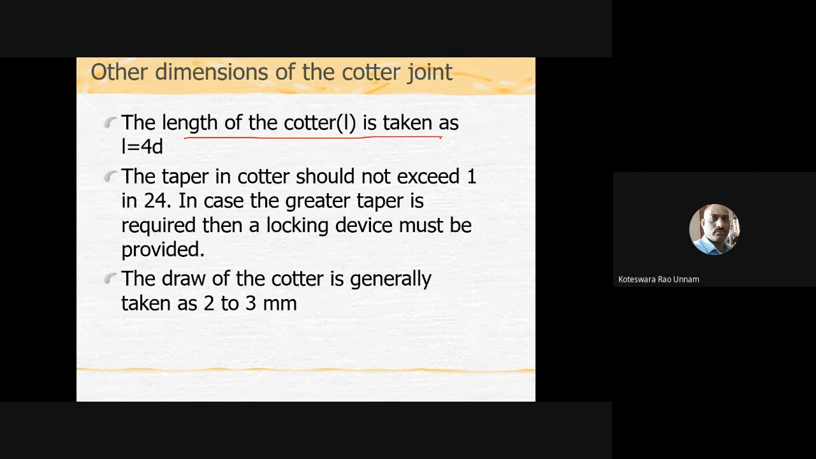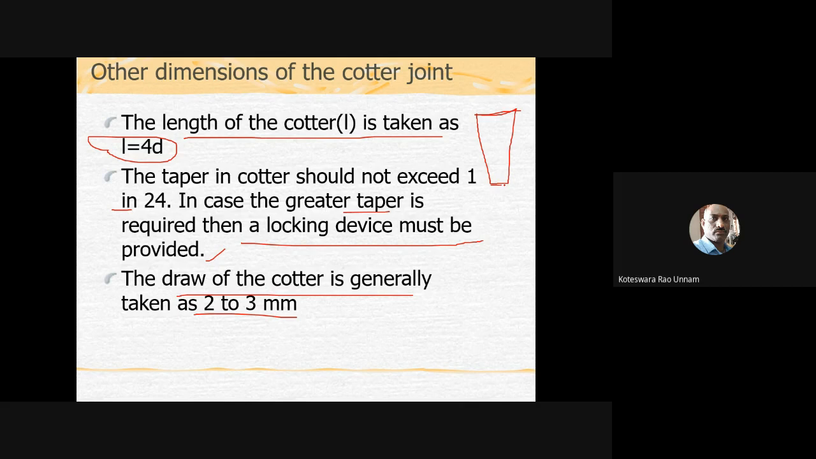So generally the length of the cotter is taken as L is equal to 4 times the diameter of the rod, 4D. The taper in the cotter should be 1 in 24. In case a gib taper is required, then locking devices must be provided. Then the draw of the cotter is generally taken as 2 to 3 mm. Draw, what is the meaning of the draw? If I take the cotter, it is the difference between the top width and bottom width. So if I take B1 and this is B2, the difference between these two, we call it the draw of the cotter. B1 minus B2 is nothing but the draw of the cotter. That can be taken as 2 to 3 mm.